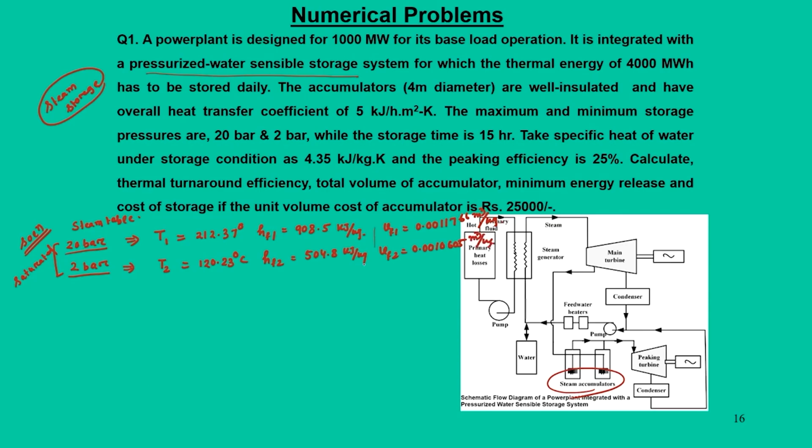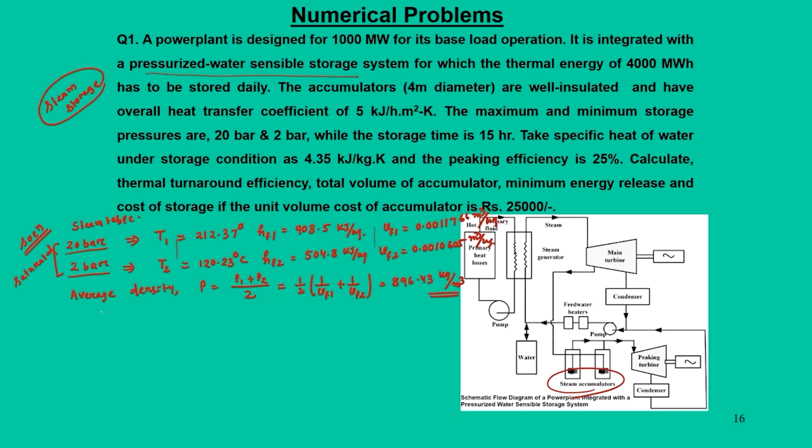Now, since we know this volume, we can find out the average density, because we require to find out the time constant, for which we require the average density of steam which is stored. That is rho is equal to rho 1 plus rho 2 by 2, which is at these two conditions. So, this can be written as 1 by 2 times 1 by Vf1 plus 1 by Vf2. So, it is 896.43 kg per meter cube. So, we get this average density.